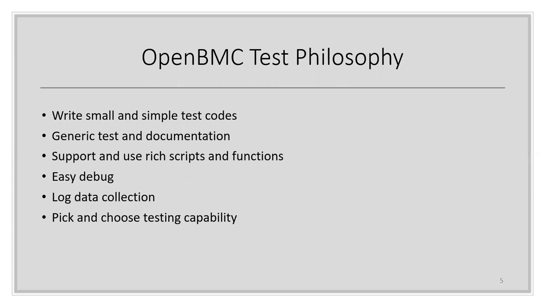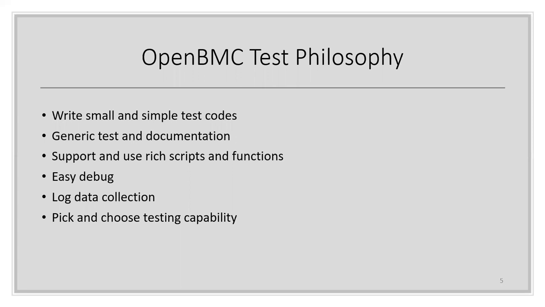Another philosophy we have is, since the community is pushing code to the test, no matter how generic we write, all of us cannot run on the different systems that are supported. So we have the capability for somebody to pick and choose a test, so that they don't need to randomly run any test. This has been the core philosophy of the OpenBMC test: write small code, generic tests, easy to debug, collect logs, and pick-and-choose testing capabilities.